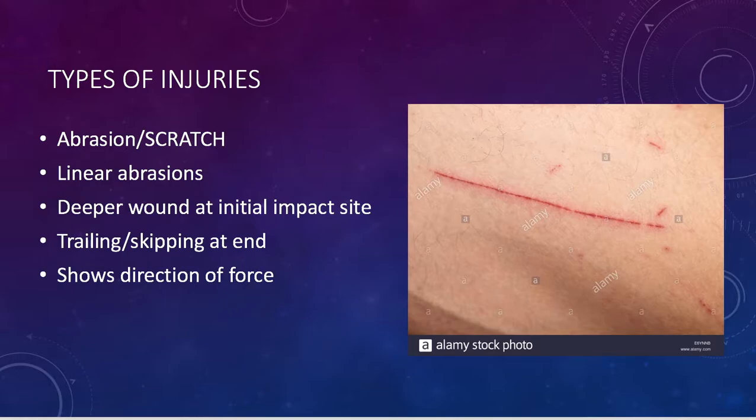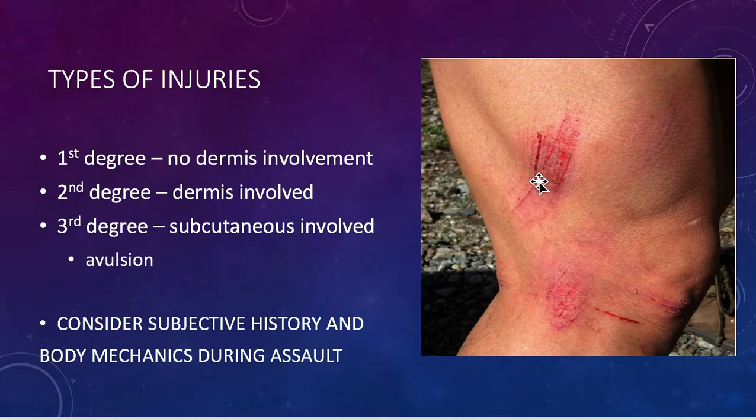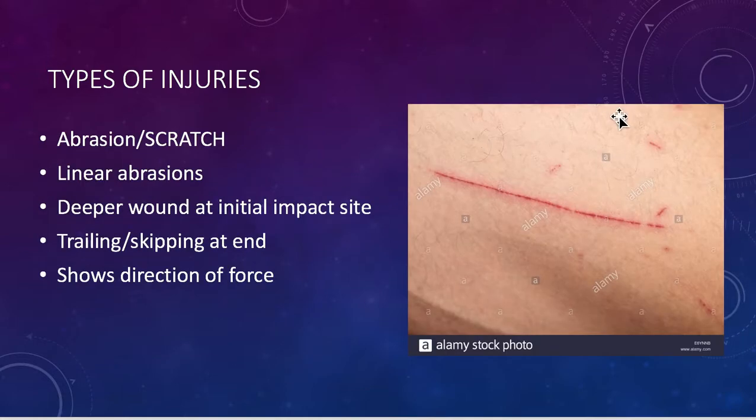The difference between a scratch and an abrasion is the abrasion is multiple lines that cover a bigger surface area, and a scratch is one single line. It could have 2 or 3 next to it. However, you can see the actual site of injury from start to finish is one single linear line. So here's another example. It started here, went to here. You see the skipping. That's a very classic sign of where the injury is actually trailing off.